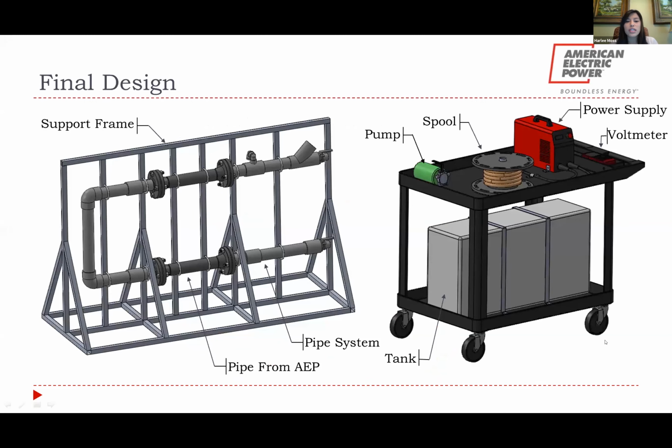So this is our final design. This is a SolidWorks model. On the left, we have our pipe system supported by the frame, and in between the flanges on the top and bottom section, that is the pipe from AEP. On the right, we have our cart. On the top shelf, it has our volt meter, our power supply, our spool that will house the electrode, and then the pump. On the bottom shelf, we have the tank that will hold the electrolyte solution.